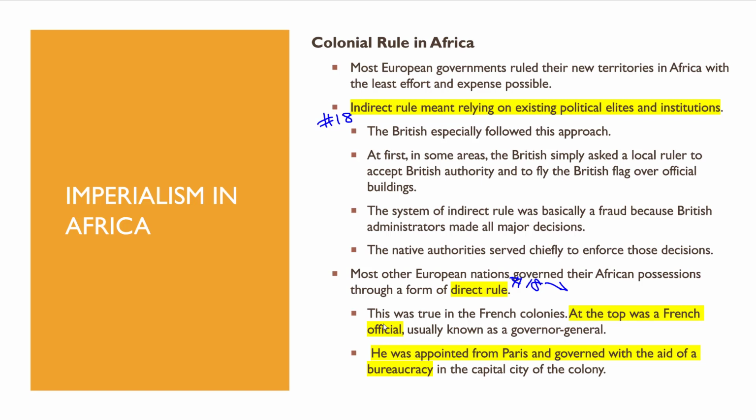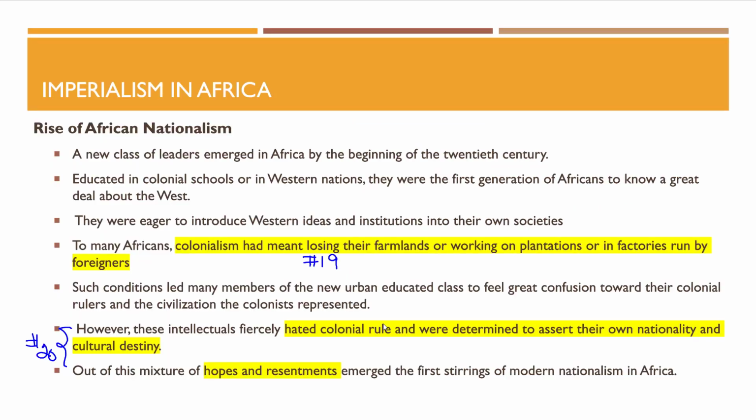Whereas in other areas, many other European nations like the French used direct rule, where they had appointed people from France go into their quote-unquote colonies and govern that way, right? So there was no native people making decisions in direct rule. European nations would send their people down, and then they would render all the decisions in direct rule. Okay, and this is 19 and 20.